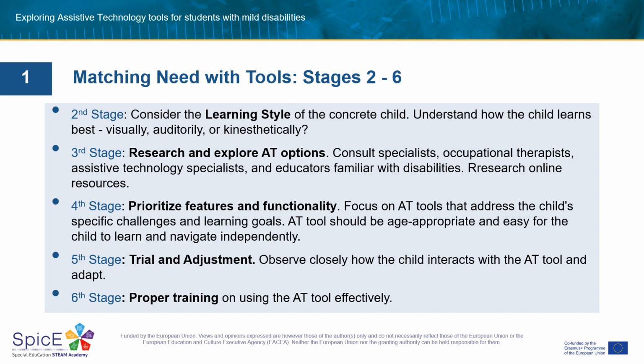The last, sixth stage in our list is to provide the child with proper training on using the assistive technology tool effectively. This may involve individual sessions or incorporating tutorials into the learning process. Sometimes support for other teachers or parents should be provided. Educate them on the assistive technology tool's functionality and how to best support the child in utilizing it within the learning environment and at home.